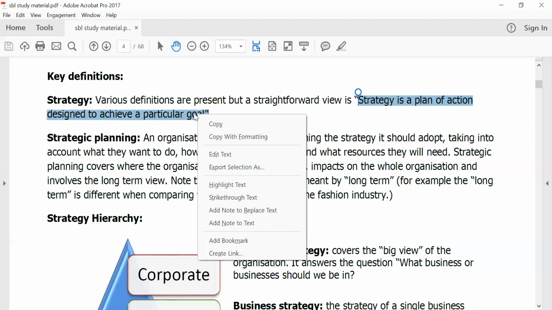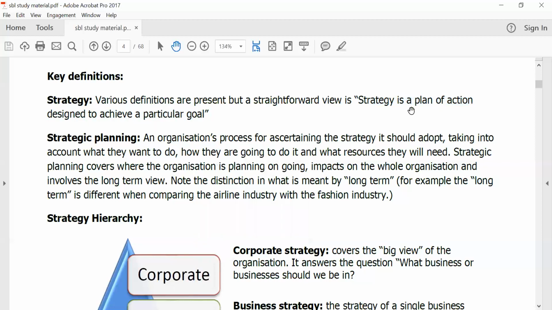So the simple definition of strategy is that strategy can be explained as a plan of action designed to achieve a particular goal. A plan of action which is designed to achieve a goal. So you have your goal, you are devising ways of getting that goal done, and that is what you mean by a strategy. Strategy planning. We have types of strategies.